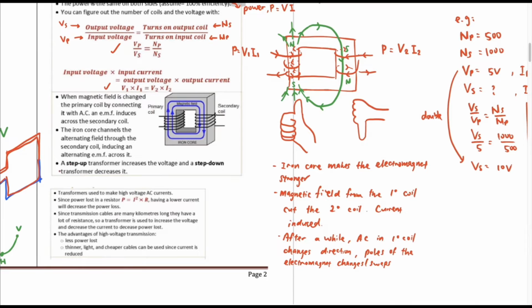Then we have two types of transformer. A step-up transformer increases the voltage. You want to increase the voltage. The idea is to put fewer coils in the primary, and more coils in the secondary. When the number of coils increases, the voltage increases. And this is called a step-up transformer. The idea of step-up is that we make the voltage go up.